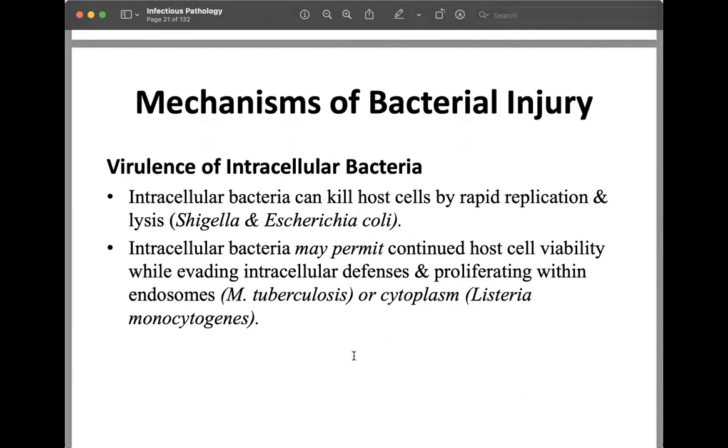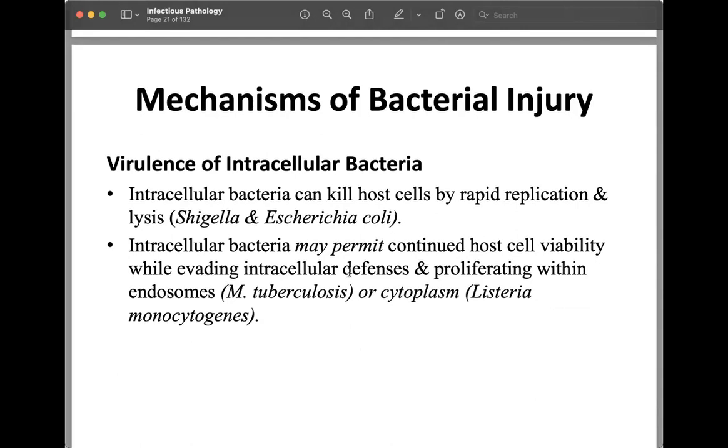Intracellular bacteria can kill host cells through rapid replication and lysis, and we see this in organisms like Shigella and E. coli. But other organisms facilitate continued growth and reproduction within the cell. For example, MTB. TB is not killed off by the intracellular environment. Another example is Listeria.